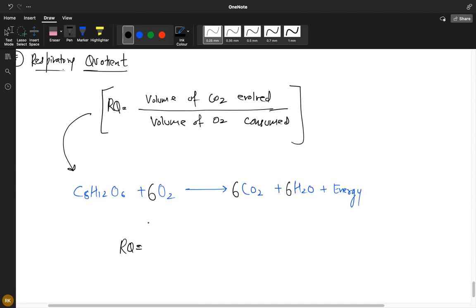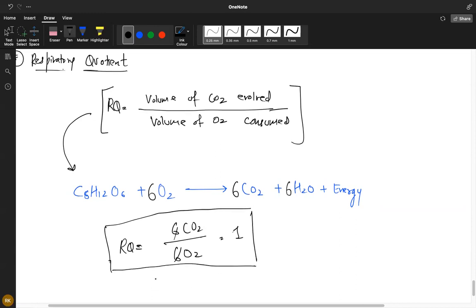It is the RQ, 1. Yes. Because here you are using 6 moles of CO2 upon 6 O2 which is utilized. So 6 by 6, the volume is 1. So the respiratory quotient of a complete oxidation event is 1.